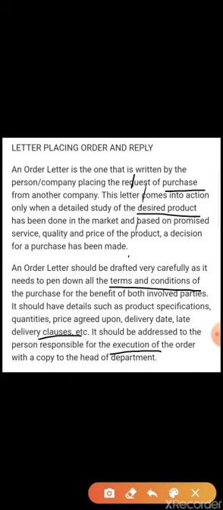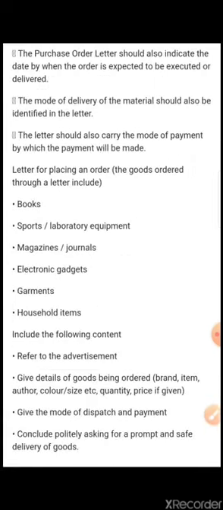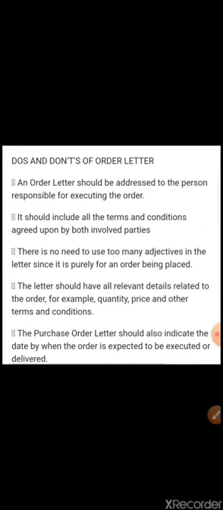And now, next we will discuss what are the do's and don'ts when we write a letter of placing an order. When we are placing an order letter, what should we do and what should we not do. What should we do, that we will discuss first.